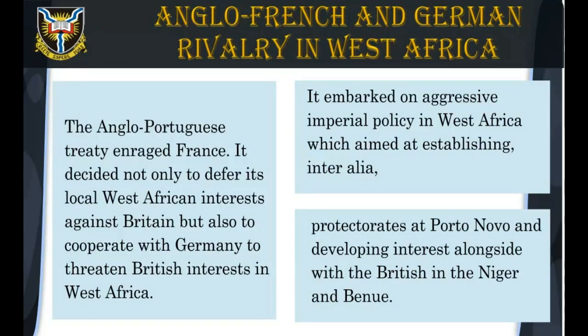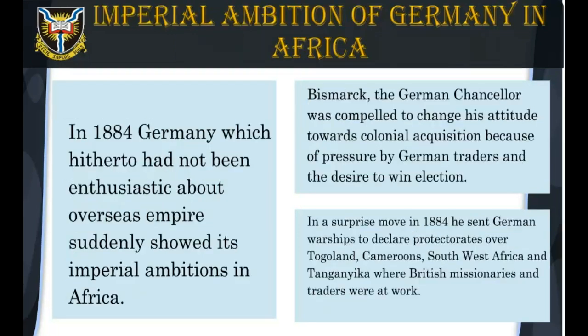Anglo-French and German rivalry in West Africa. The Anglo-Portuguese treaty enraged France. It decided not only to defer its local West African interests against Britain but also to cooperate with Germany to threaten British interests in West Africa. It embarked on an aggressive imperial policy in West Africa which aimed at establishing, inter alia, protectorates at Porto Novo and developing interests alongside the British in the Niger and Benue.